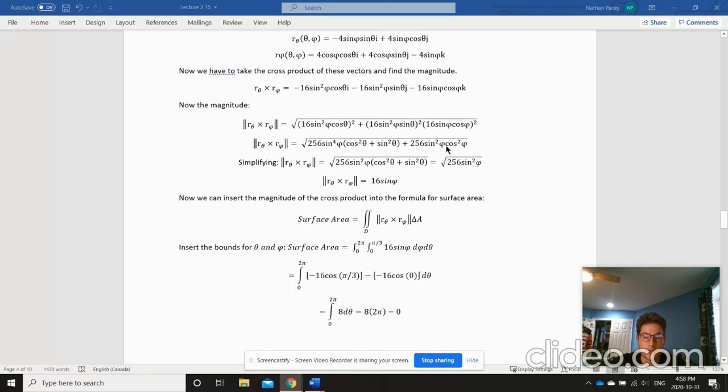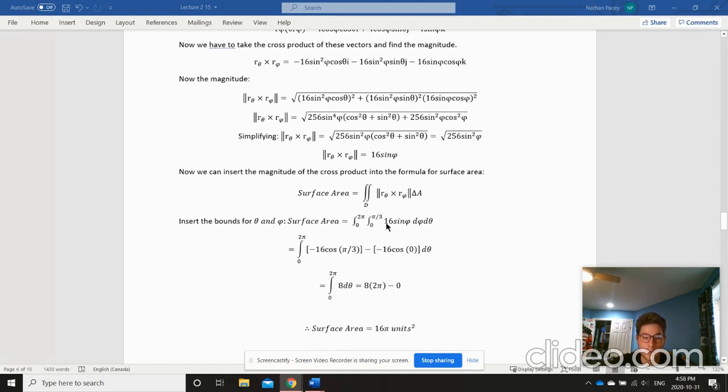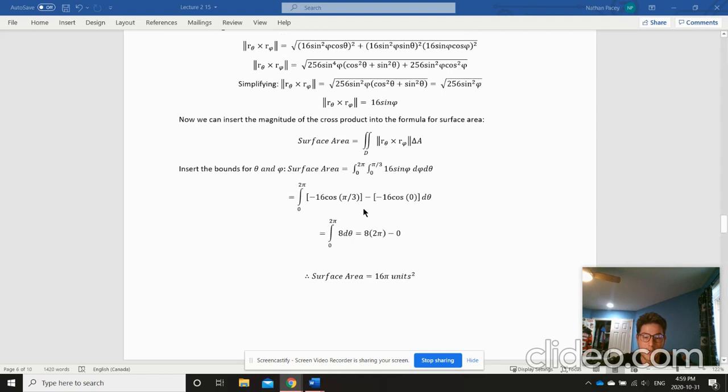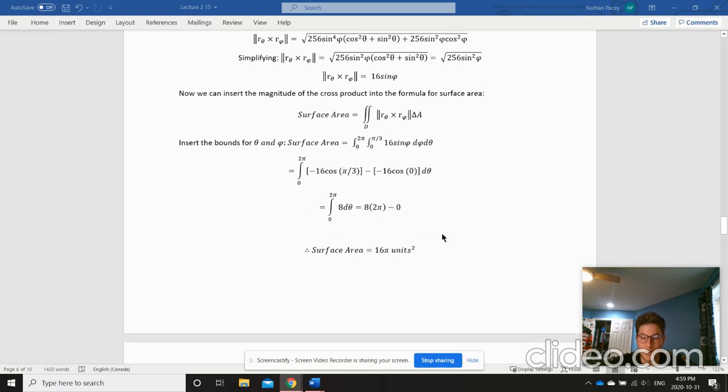And once we have an expression for the magnitude, and it simplifies nicely to 16 sine of psi, we can put this into the double integration with the bounds we found for theta and psi. That is 0 to 2 pi and 0 to pi over 3 for theta and psi respectively. We can sub in the magnitude of the cross product of the partial derivatives, and we can find what our surface area would be. So when we do that, we sub in 16 sine of psi, we do our double integration, and we find that the surface area will be equal to 16 pi units squared. You can see the computation here for reference.